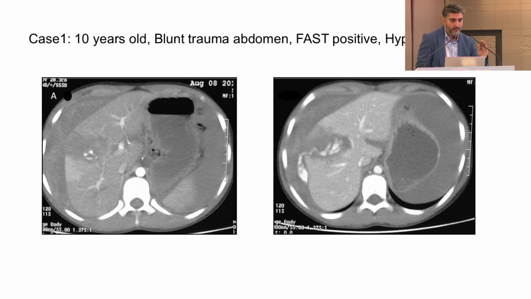Coming to some of the cases, it's a 10-year-old, blunt trauma abdomen, FAST positive, came with hypotensive shock. Arterial and venous phase shows liver laceration with active contrast extravasation.